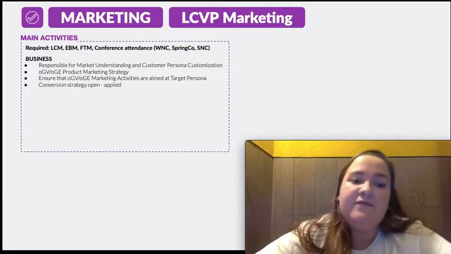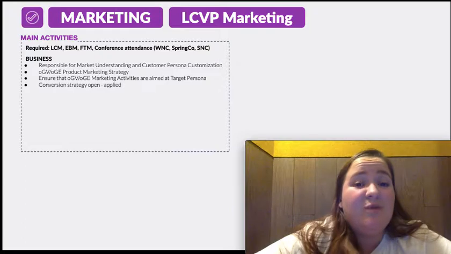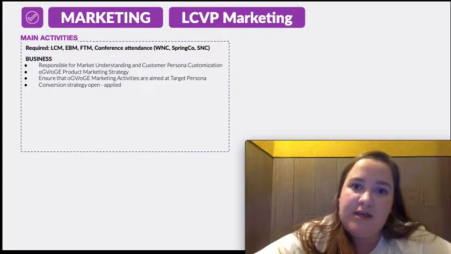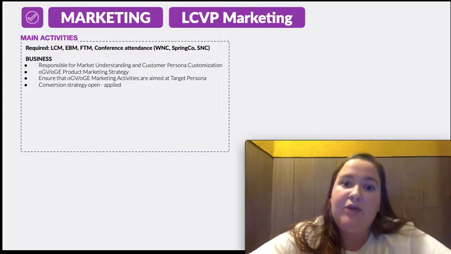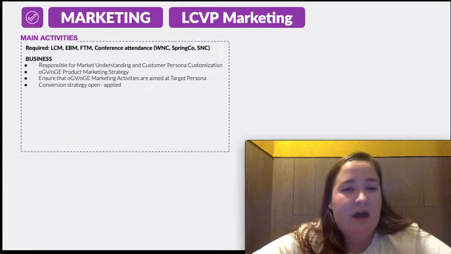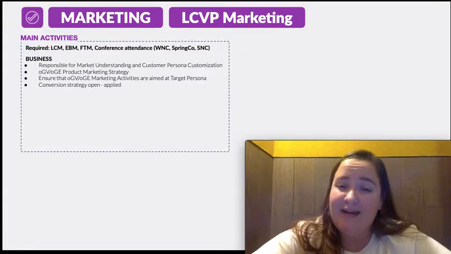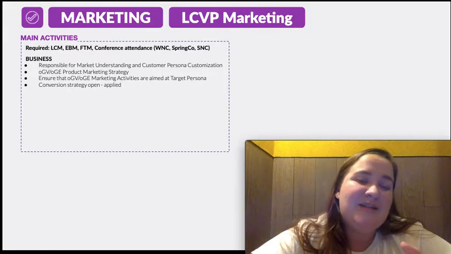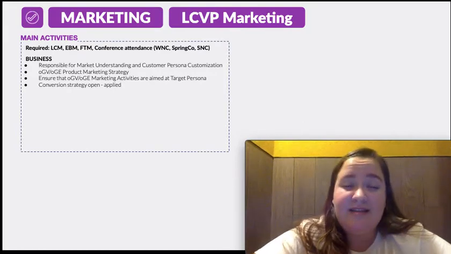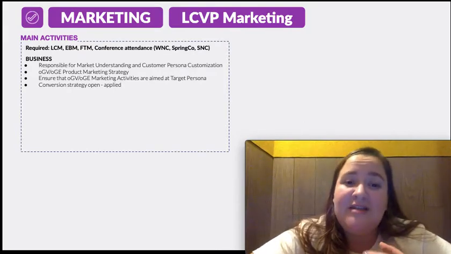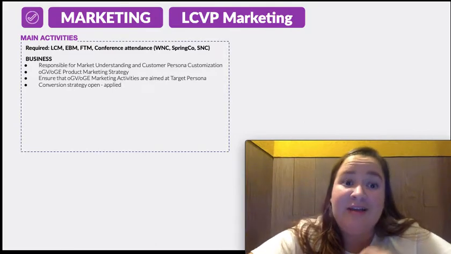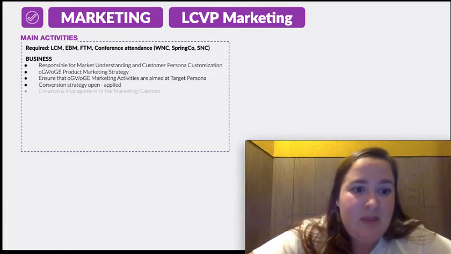The next one is conversion strategy, open to applied. This is where you really overlap with OGV and OGE: you're supposed to make sure you have a very clear strategy of how to get the customer from open to applied. The role you play in this is that you know your marketing has been really good if all of your EPs are only applying to your country partners, because that's all that you market.